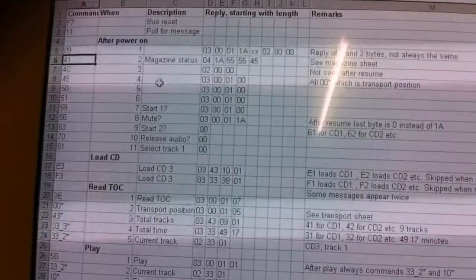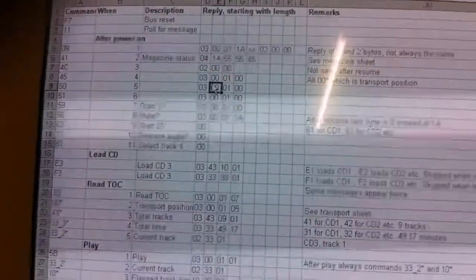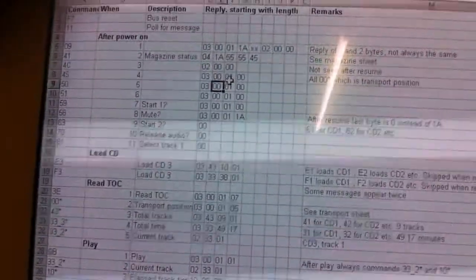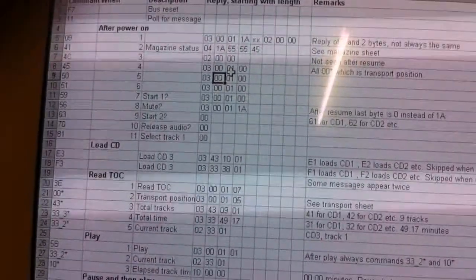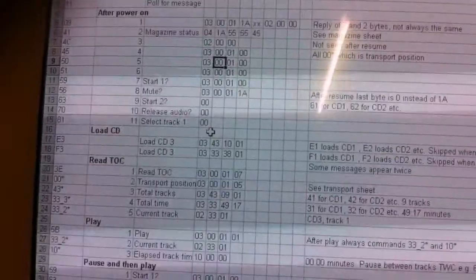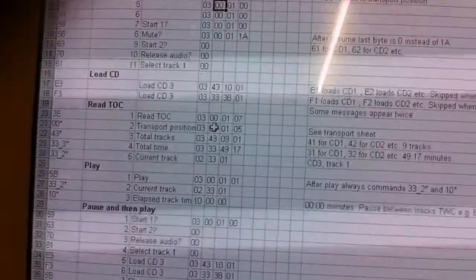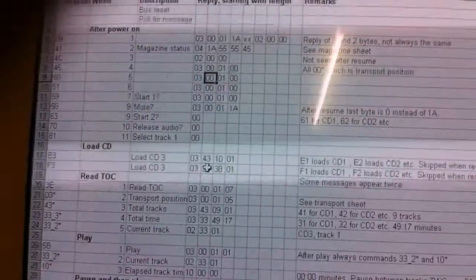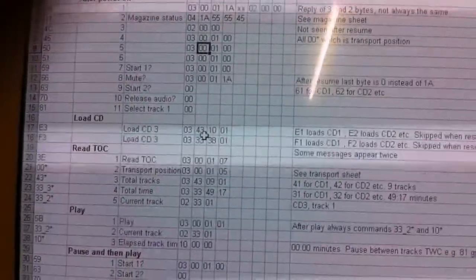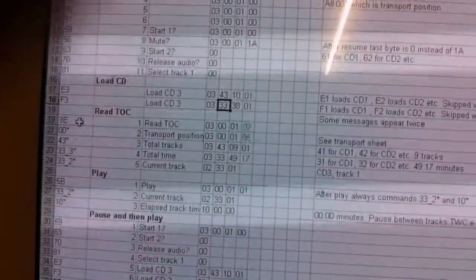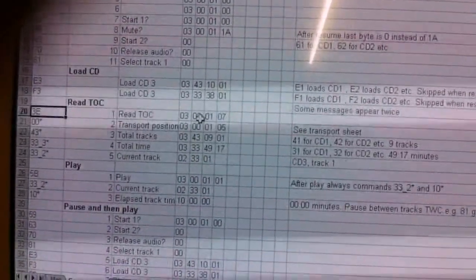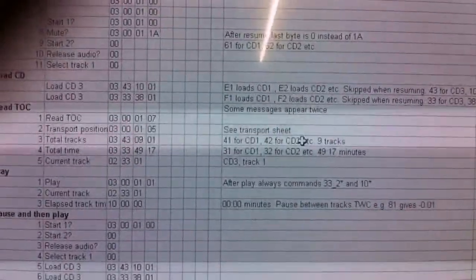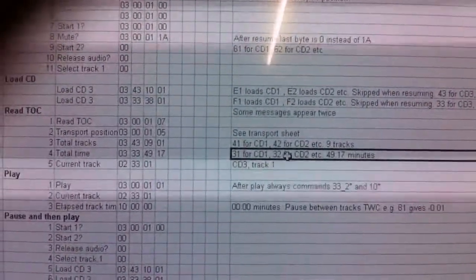And here are the commands. I don't know what everything means. Response of 0 is the transport status, so is the transport in play mode, or is the magazine ejected, or is the drive in search mode, or did it find a new track, or is the end of the disk reached? So yeah, 3E, read table of contents, and then a message follows with the total number of tracks on the disc and the total playing time.